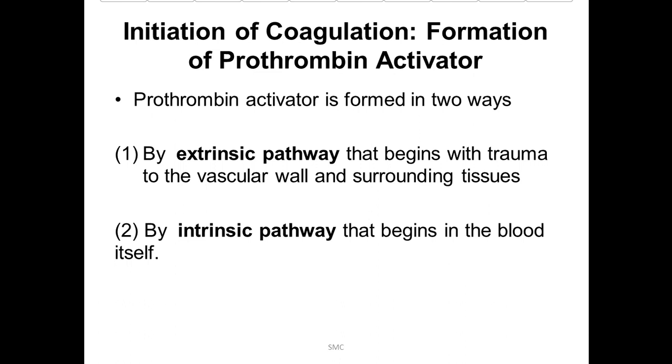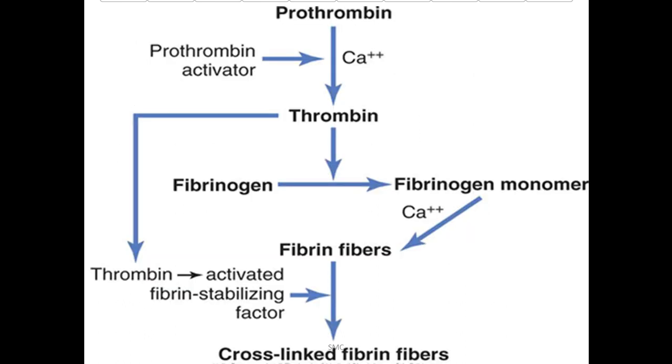Initiation of coagulation, formation of prothrombin activator. Prothrombin activator is formed in two ways: by the extrinsic pathway that begins with trauma to the vascular wall and surrounding tissue, and the other way is the intrinsic pathway that begins in the blood itself. So we will discuss both of these pathways one by one in detail.